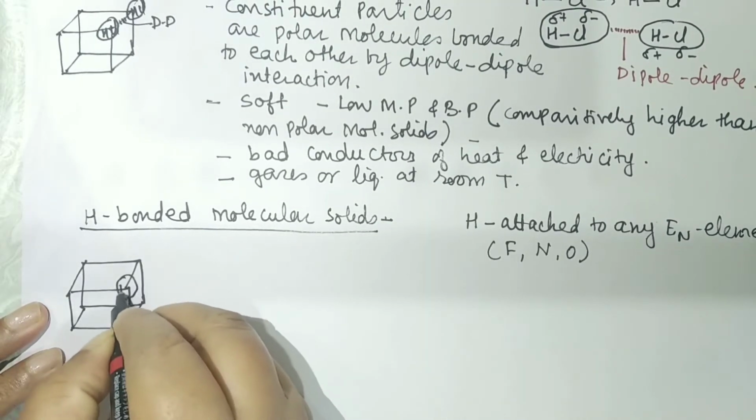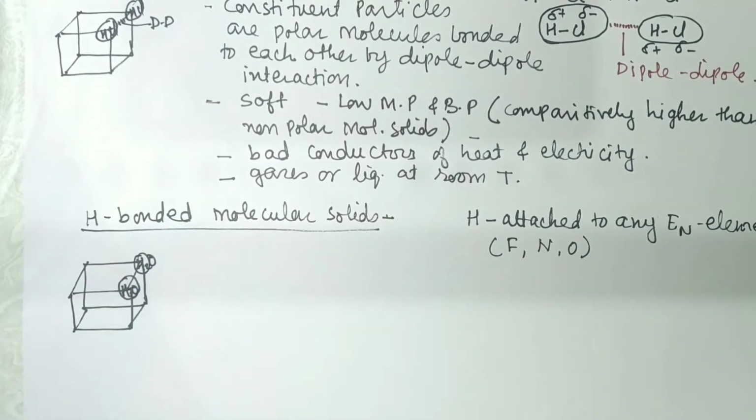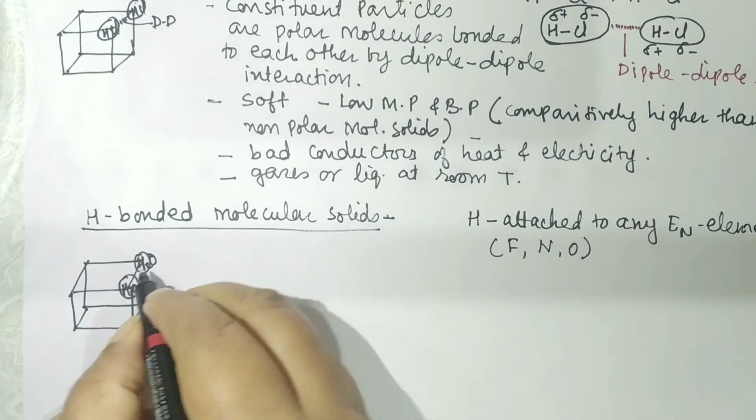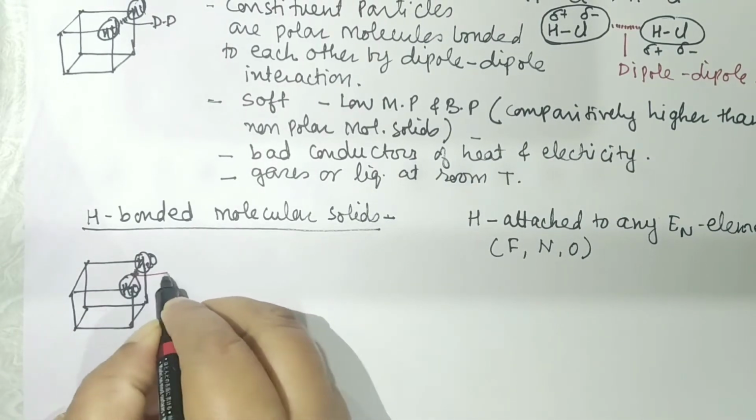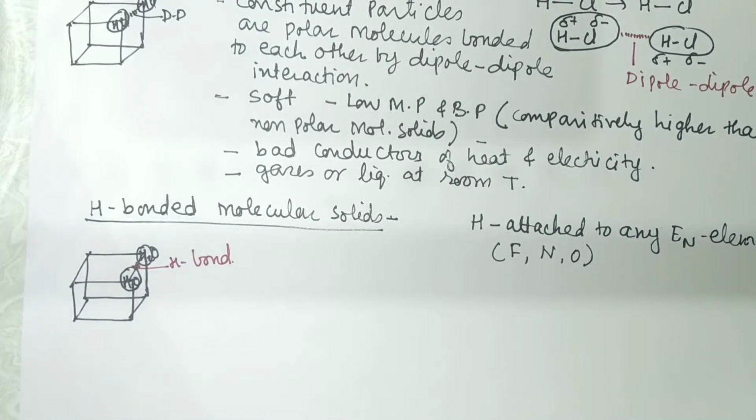This is your H2O and the second H2O. Now what type of bond will exist here, student? So this particular bond is your hydrogen bond. Right? Comparatively it is a stronger bond. So let us see what is this hydrogen bonded molecular solids.